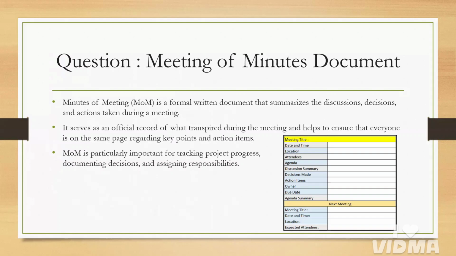So, the minutes of meeting document. This MoM sheet is a document you need to write to summarize whatever discussions and actions were taken during a meeting. For example, in organizations they will conduct the scrum meeting, which will be 15 to 30 minutes. In that meeting you mention what you have done in the last 24 hours and what you are going to do in the next 24 hours. So based on that, you will be updating the MoM sheet.